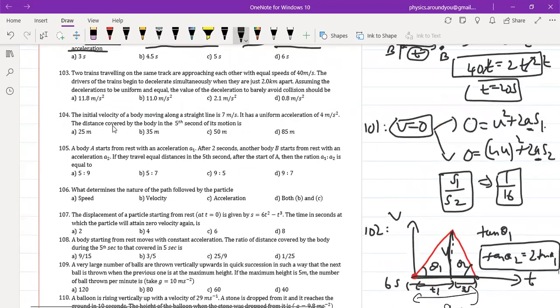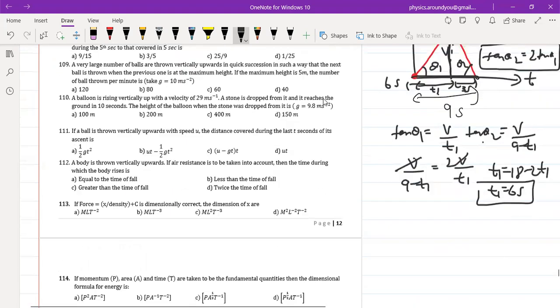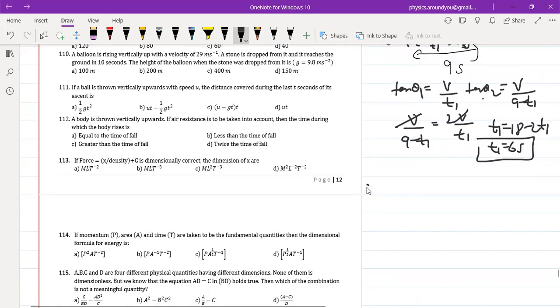Question number 103. In question 103, two trains are traveling on the same track, approaching with equal speed. They decelerate simultaneously when they are just 2 kilometers apart. What is the value of deceleration to barely avoid collision? So again, we are here on a collision problem.